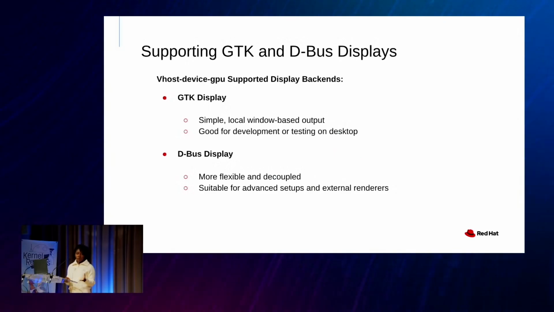So how do we support display in the device? The vhost-device-gpu supports 2 main display backends. One of them is GTK, which is the traditional method. It's very straightforward. It just pops up a window and shows the VM's display directly. And this is great for development and debugging. The second one is the dbus display, which is more advanced, and it decouples the rendering logic from QEMU itself. So this allows us to send the display somewhere other than QEMU. I'll explain more in the next slide about this dbus.